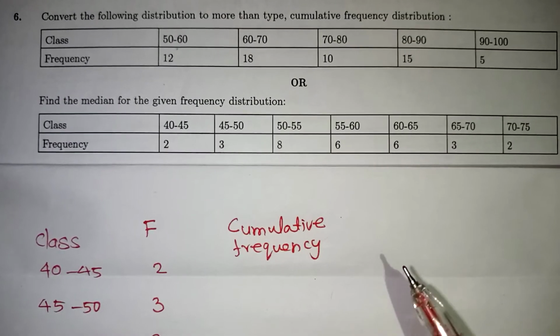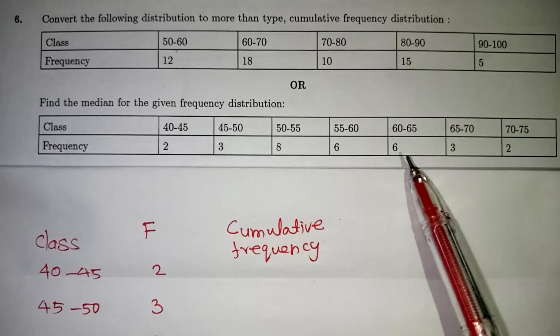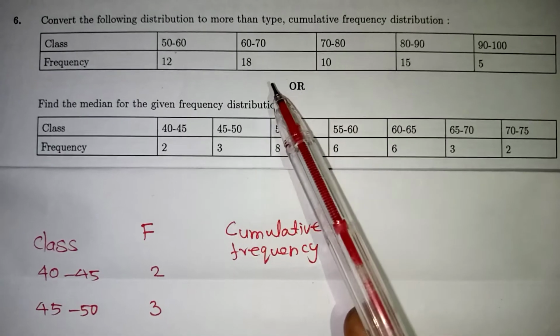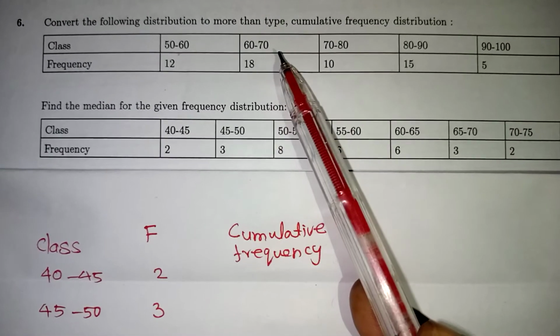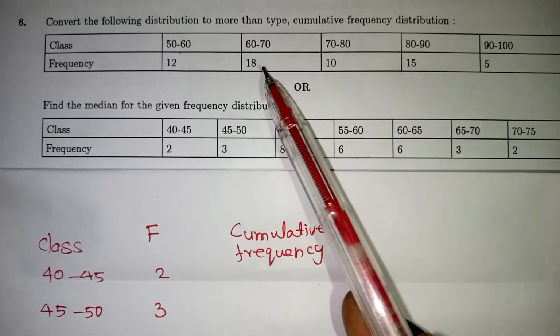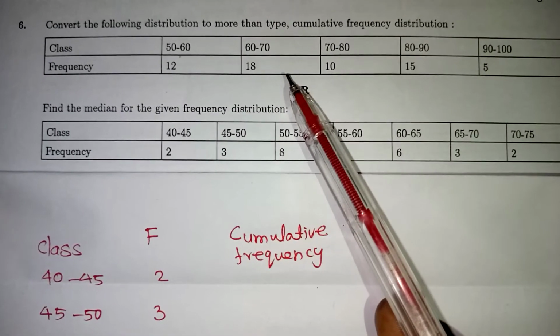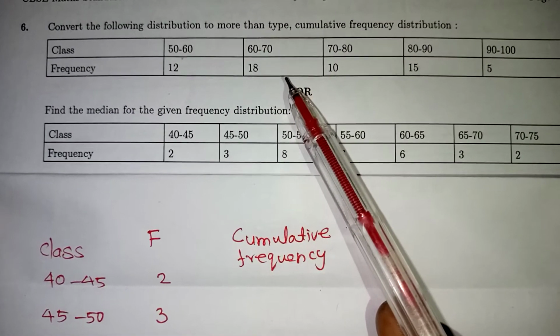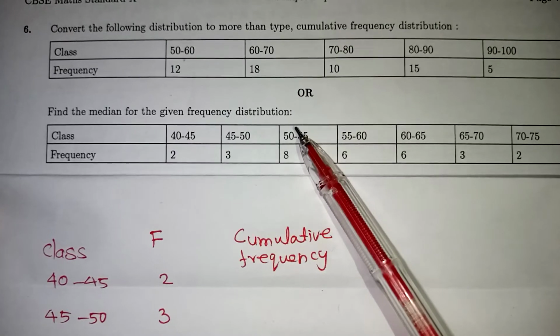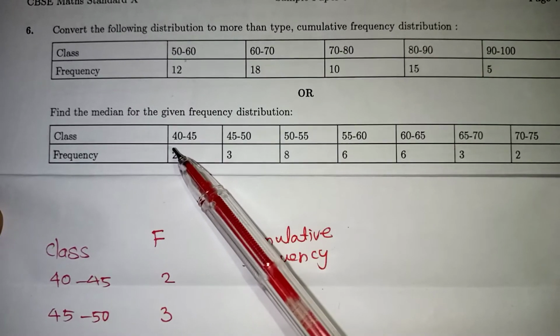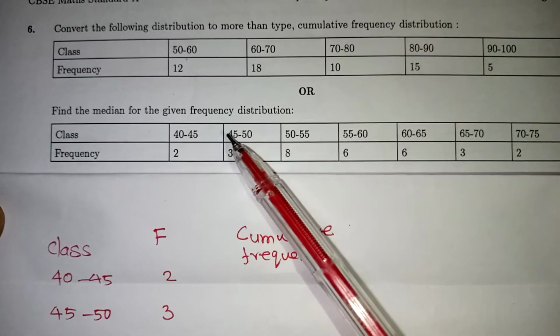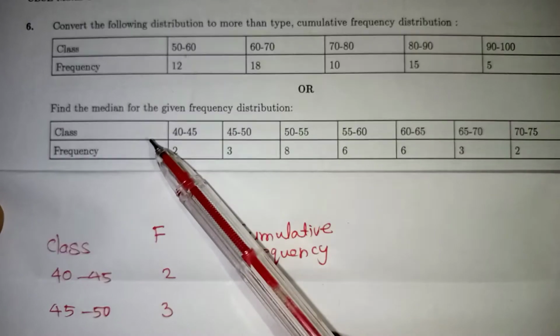Question number 6. We have internal choice. Again the first question the same type. Convert the following distribution into more than type cumulative frequency distribution. So this one the same method you can try with your fifth question. Now we'll do the OR option. Find the median for the given frequency distribution. For the given table we have to find the median.